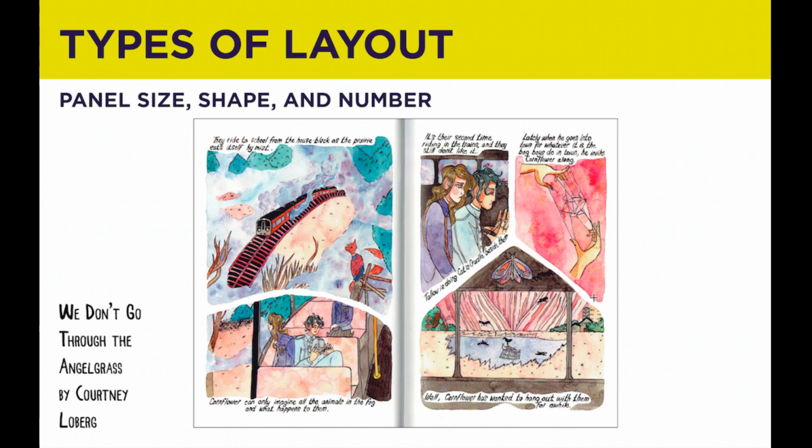Next, we have another page spread from the same graphic novel, We Don't Go Through the Angelgrass. And I want to highlight in particular this page on the right here, where the gutter kind of forms the shape almost like the peak of a roof, in a way that is really interesting, because this bottom panel is kind of an interior shot, and the shape of this gutter just very smartly but still subtly kind of enhances that feeling of this interior space.